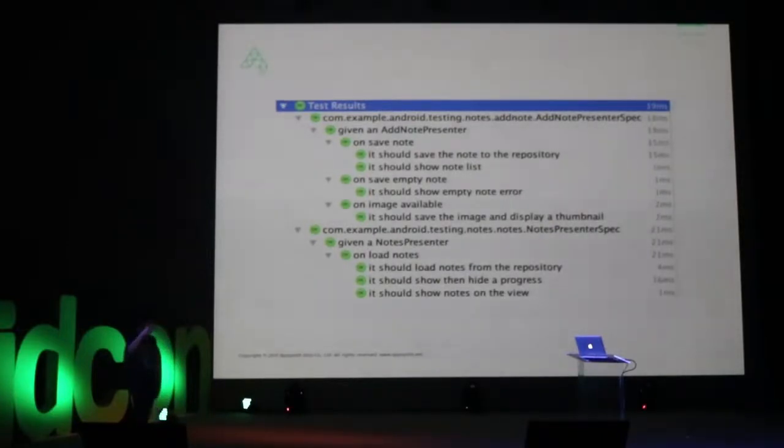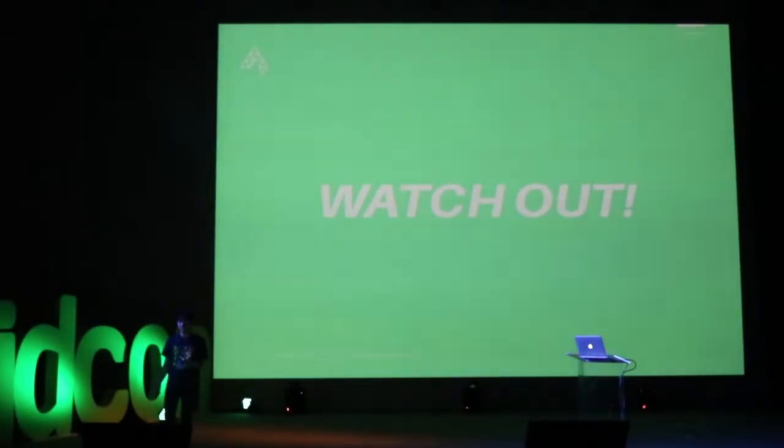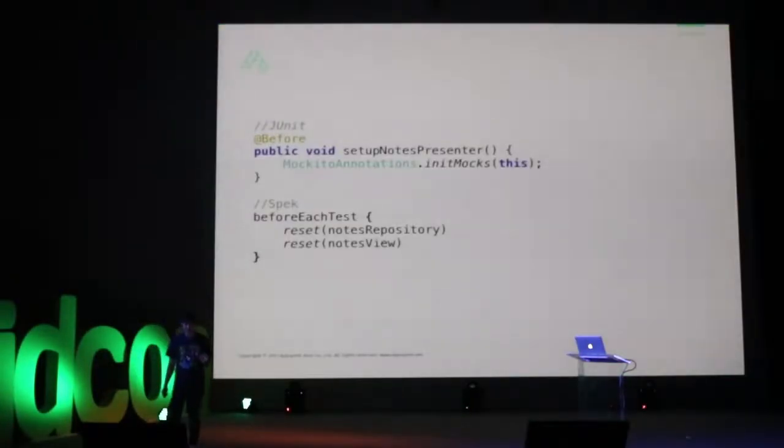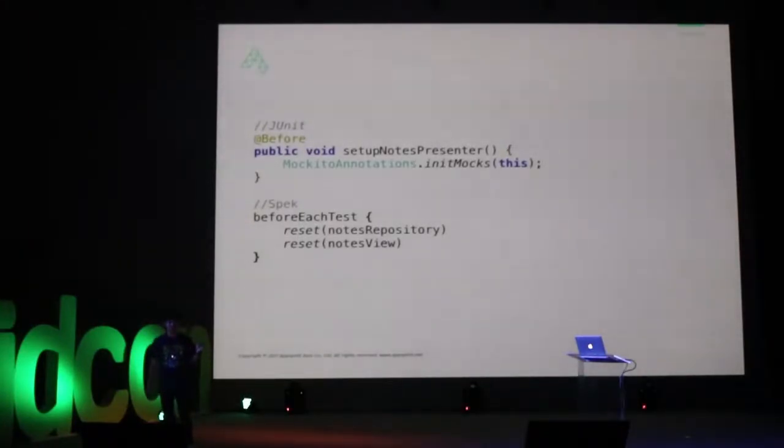It basically lists all the methods that you have, on what condition, and what you can expect from it. But there's a but. In JUnit, you would have your add before method that you would run before each test. Well, in Spek we have that too. We have before each test or after each test.